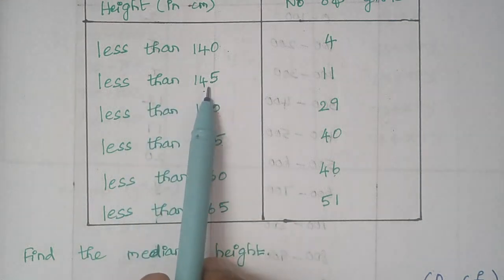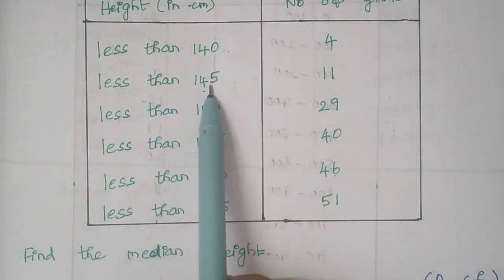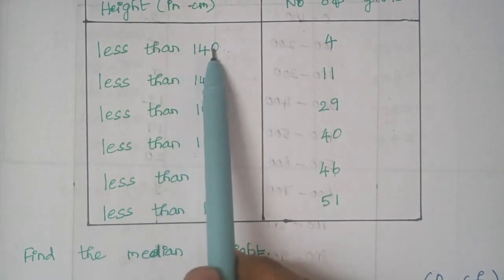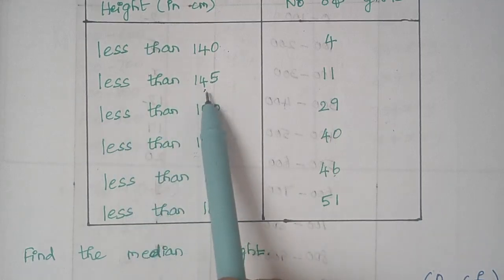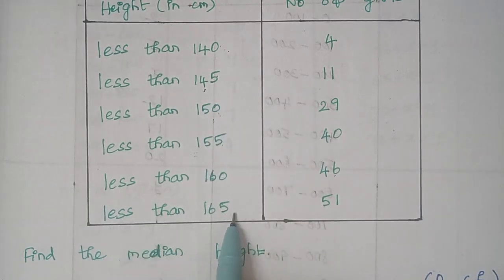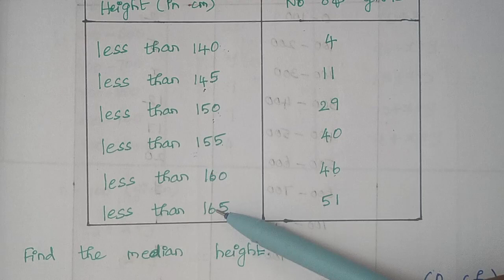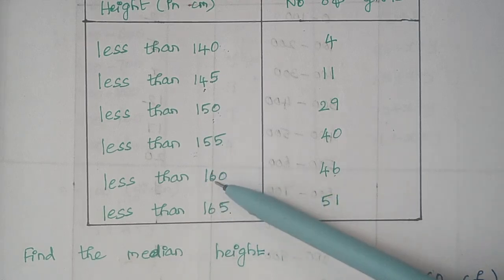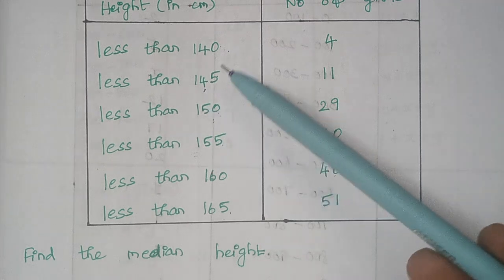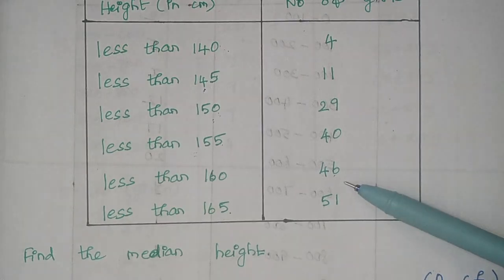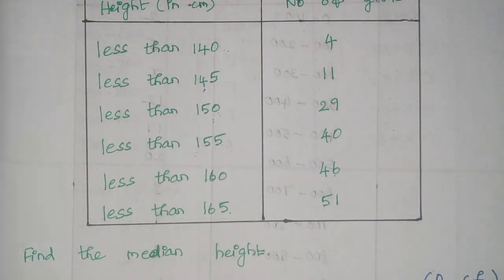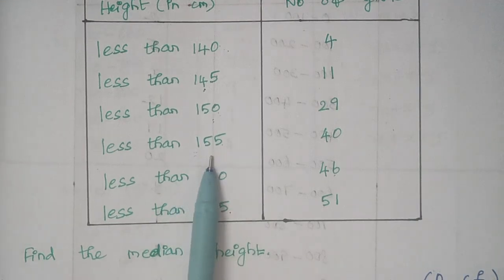Less than 145 includes all the numbers which are less than 145, so less than 140 also gets included in it. Similarly, less than 150 means less than 145 and less than 140 are both included here. And less than 165 means all these get included, because less than 165 denotes it may be either 160 or 155 or 150, 145, or numbers in between them also. This is the method to find whether the given things are cumulative frequencies or normal frequencies. This is the key thing to be kept in mind.